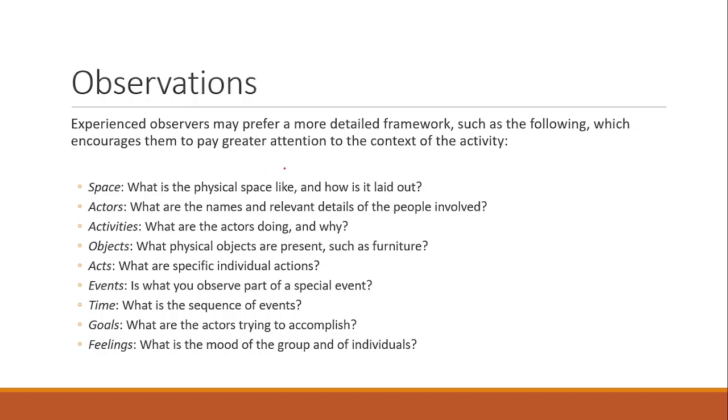So there is space, what the physical space is, what the structures of the physical space are; actors, what are the names and relevant details of the people involved; activities, what the actors are doing; objects, the physical objects that the actors interact with; acts, or the specific individual actions, right? Events, what special events are happening; time, the sequence of events, what is happening at that time; goals, what are the actors trying to accomplish? Feelings, what is the mood of the group and of individuals? So these are what experienced observers track compared to simple observation.